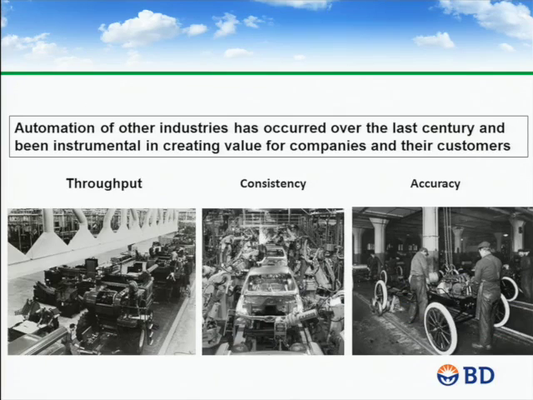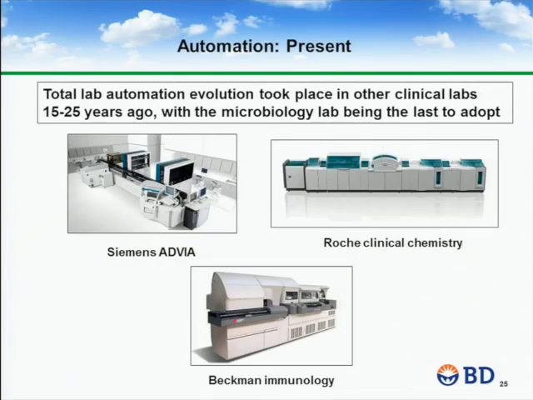We've gone through really custom hand-built cars to the ability to use robotics to build cars that are highly sophisticated and much more reliable than what we saw in the past. We also have to just look around at our colleagues in other laboratories and see that automation has been introduced in chemistry and hematology, immunology for a number of years. And so the question is, why not in microbiology?